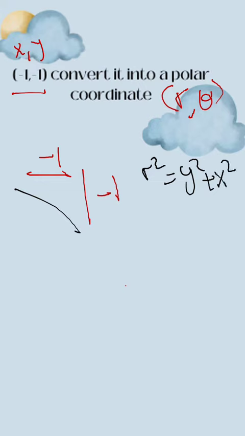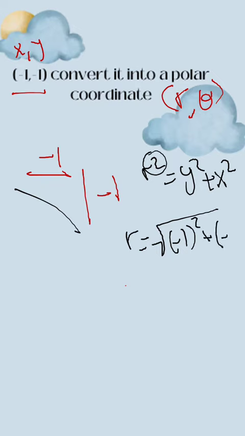So then I would plug in the values that I have. But first, I will get rid of the square root, which will be r equals square root. Y is -1 squared plus -1 squared, because x is also -1, which would give me square root of 2. So I found the radius. The radius is square root of 2.